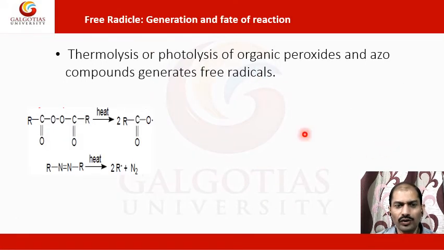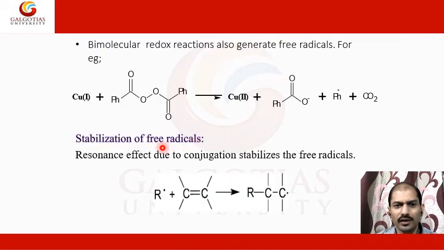So now the free radical generation, as I said, heat can also help to generate this, and by photolight or by sunlight you can also make this by other means. You can see here bimolecular redox reaction also generates free radicals. For example, here there are different bimolecular redox reactions in which the free radical can be generated. Here you can see the phenyl radicals.